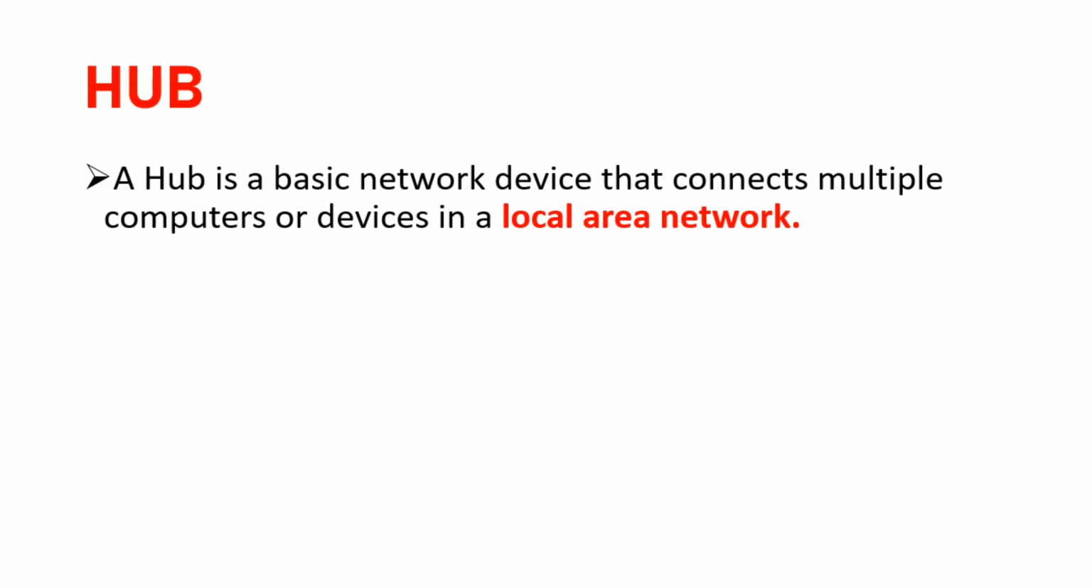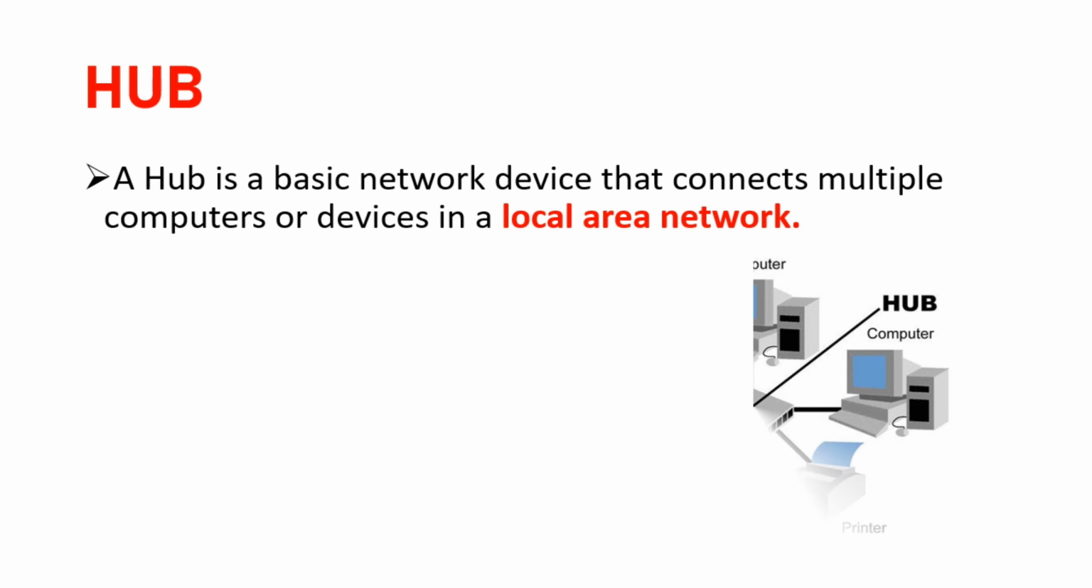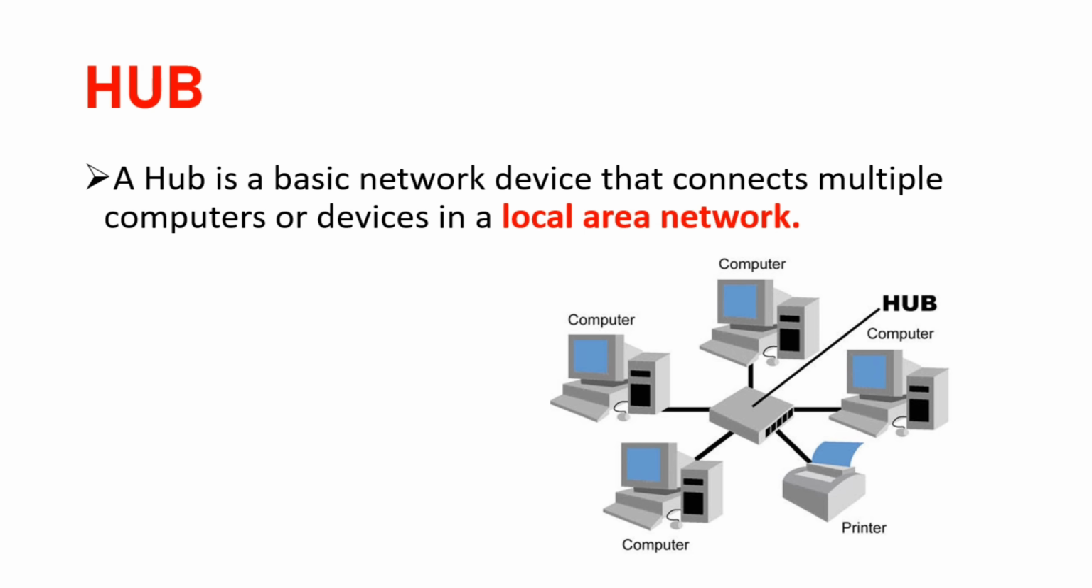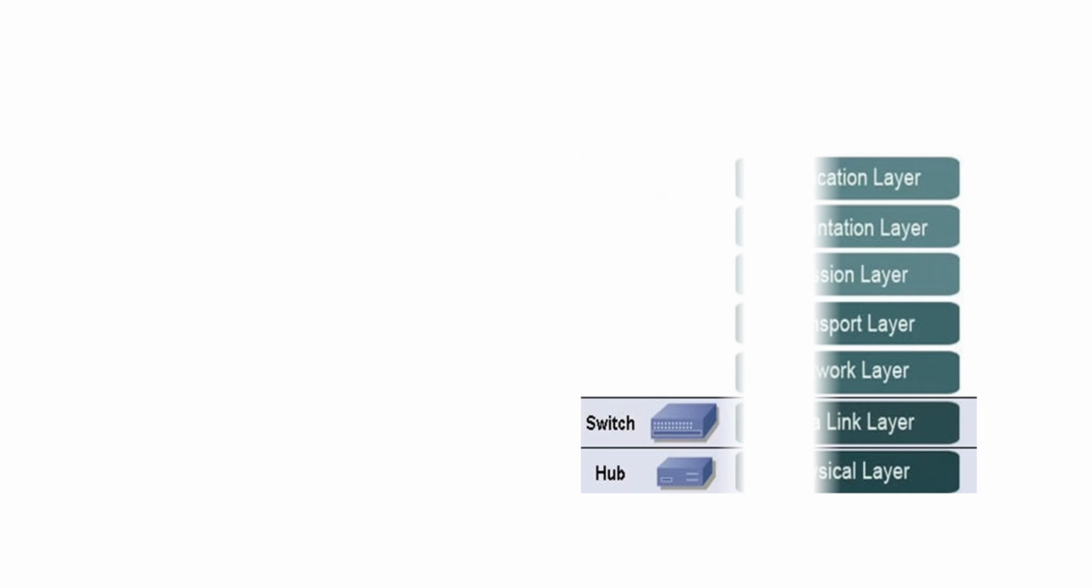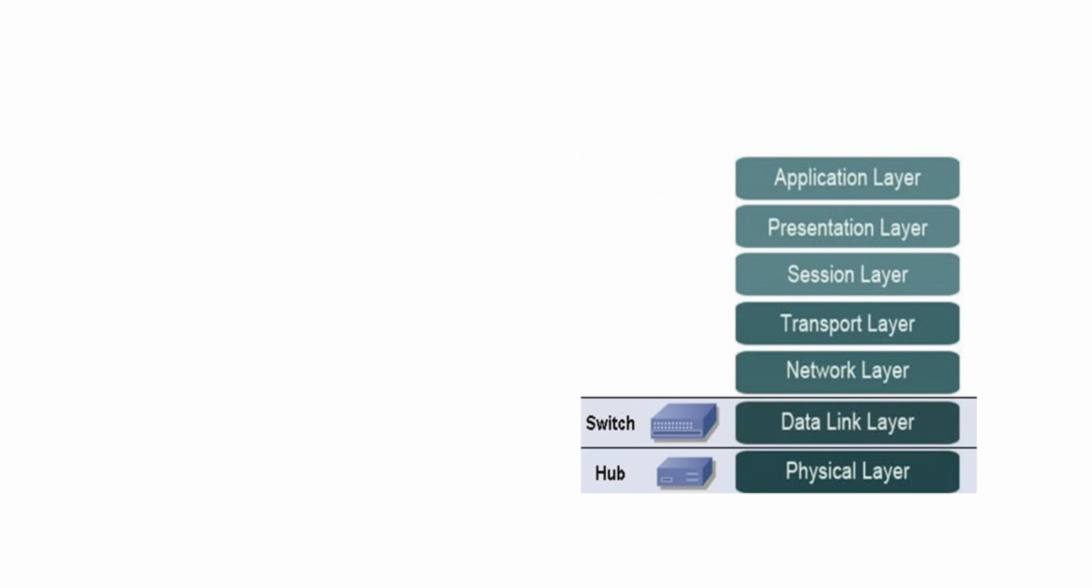In today's video, we are moving one step ahead in the network device family and learning about the hub. A hub is a basic network device that connects multiple computers or devices in a local area network. It works at the physical layer, or layer 1, of the OSI model, just like the repeater.